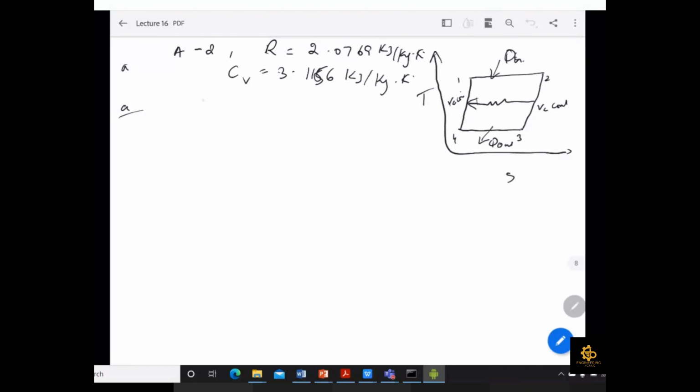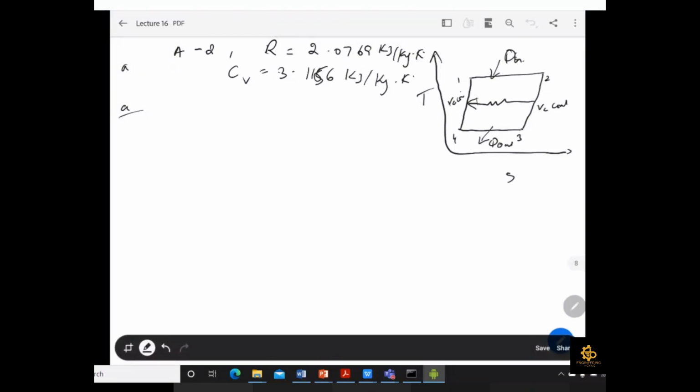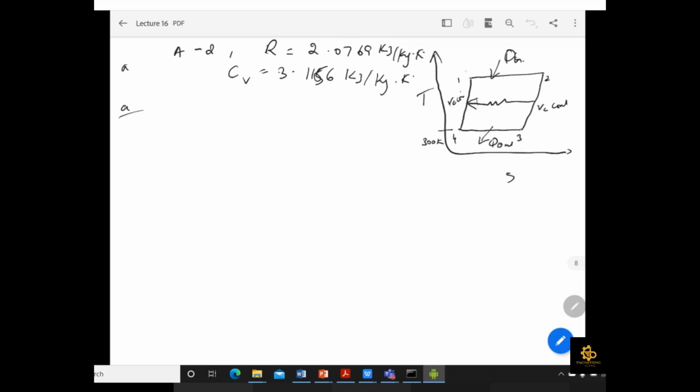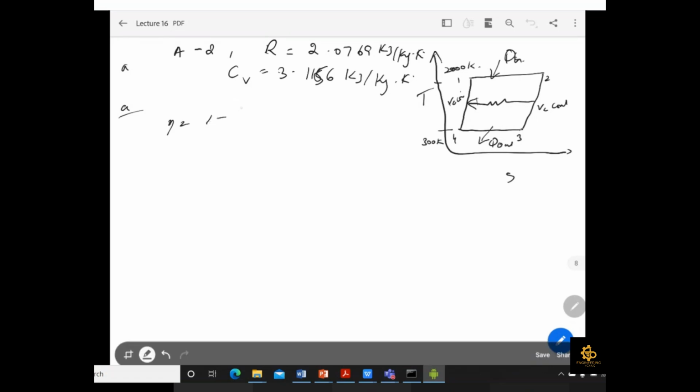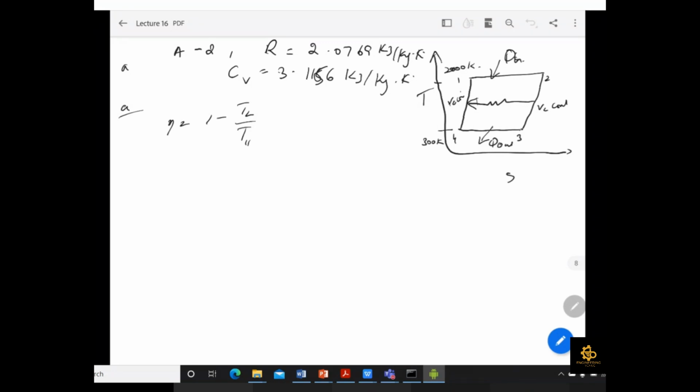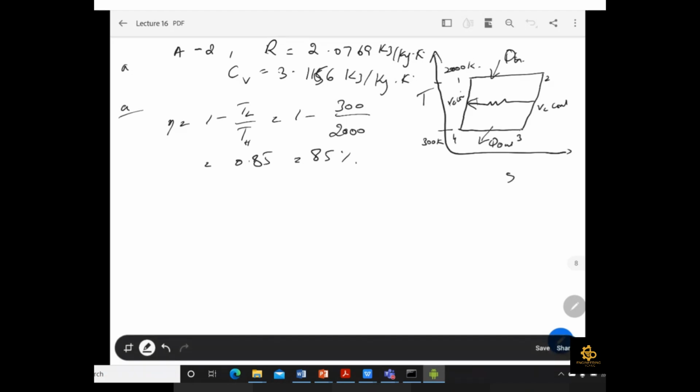In part A, you have to find the thermal efficiency of the cycle. Thermal efficiency can easily be found because the minimum temperature limit is 300 Kelvin and the maximum temperature is also given in your question, 2000 Kelvin. So you can apply the efficiency equation, which is 1 minus TL over TH, and by putting in the values 300 Kelvin and 2000 Kelvin, it turns out to be 0.85. This is part A.